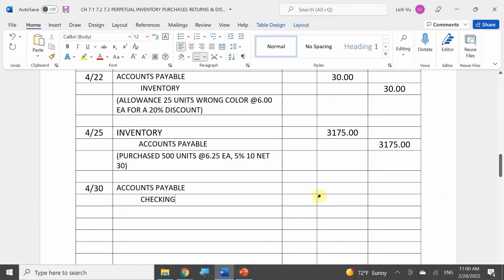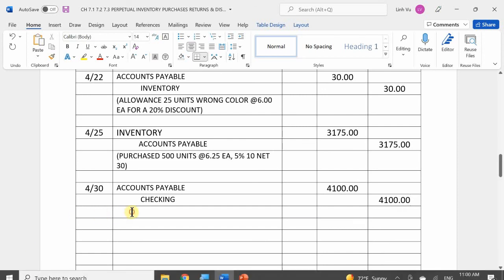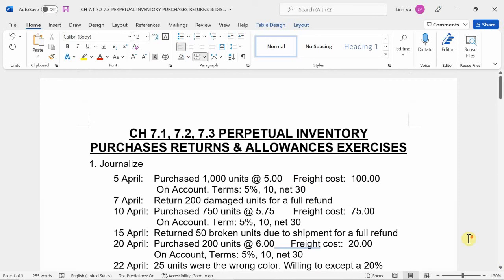So in this case, I need to recognize that I owe $4,100, and that's exactly what I am going to pay, $4,100. And then I'm going to say payment for purchases on April 5th, check number 1. Okay? So then let's see what happened next.